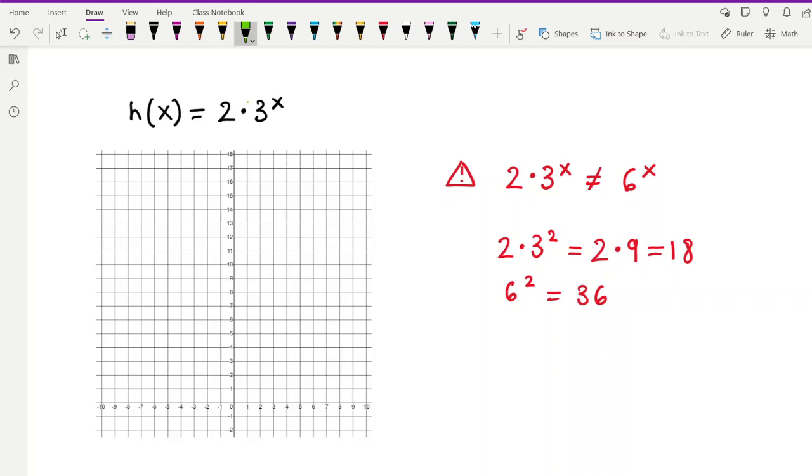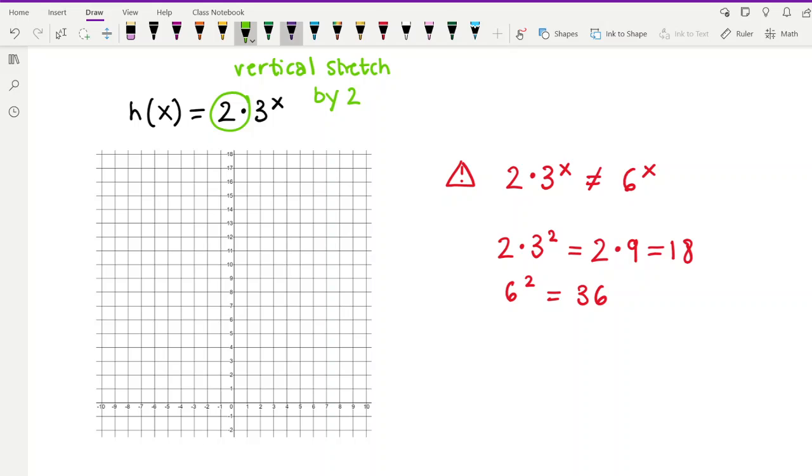Well, multiplication is always going to be a stretch or compression. If we're multiplying the whole function, it's going to be a vertical stretch or compression. And in this case, it's going to be a vertical stretch, right? Vertical stretches and compressions kind of work the way you would expect. So if we're multiplying by 2, it's going to be a vertical stretch by a factor of 2. In other words, all of our y coordinates are going to get multiplied by 2.